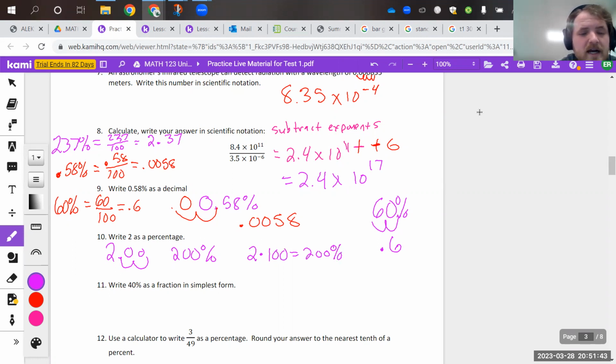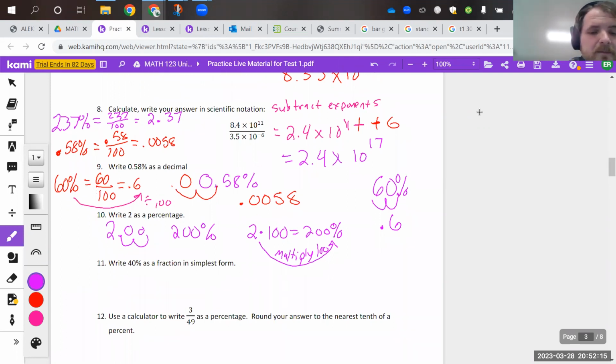But again, going from percent to decimal, you want to divide by 100. Going from a number to a percentage, you want to multiply by 100. So hopefully we can do okay with knowing when to divide and when to multiply.